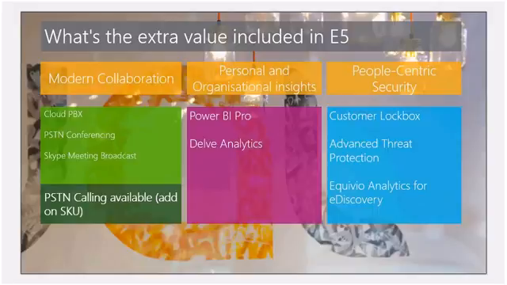So if we look at the modern collaboration piece, E5 includes Cloud PBX. It includes the PSTN conferencing and the unlimited use of the conferencing bridge. It includes Skype meeting broadcast, although that is available in other license packages as well. It is included in E5. And I've highlighted at the bottom there that the PSTN calling will be available as an add-on SKU to E5 and other packages because you have the Cloud PBX piece in place.